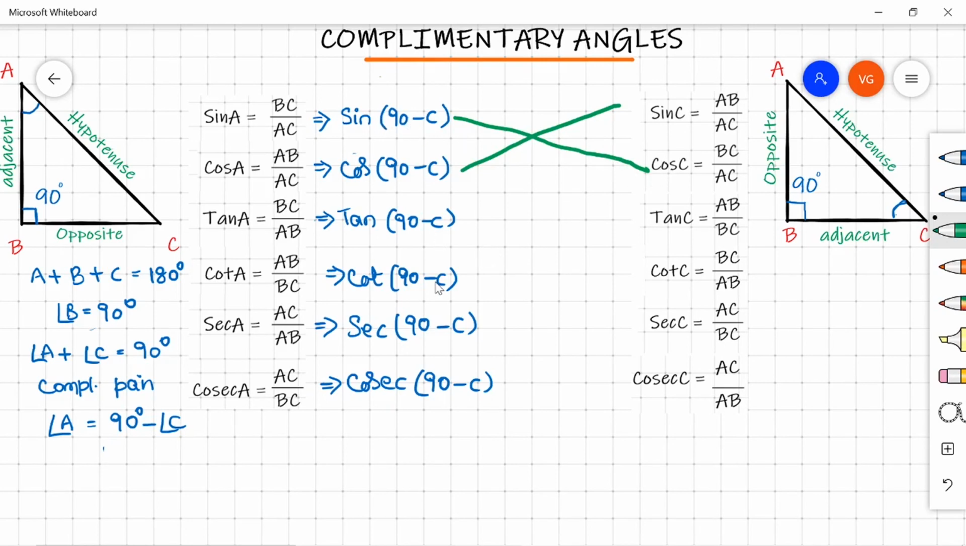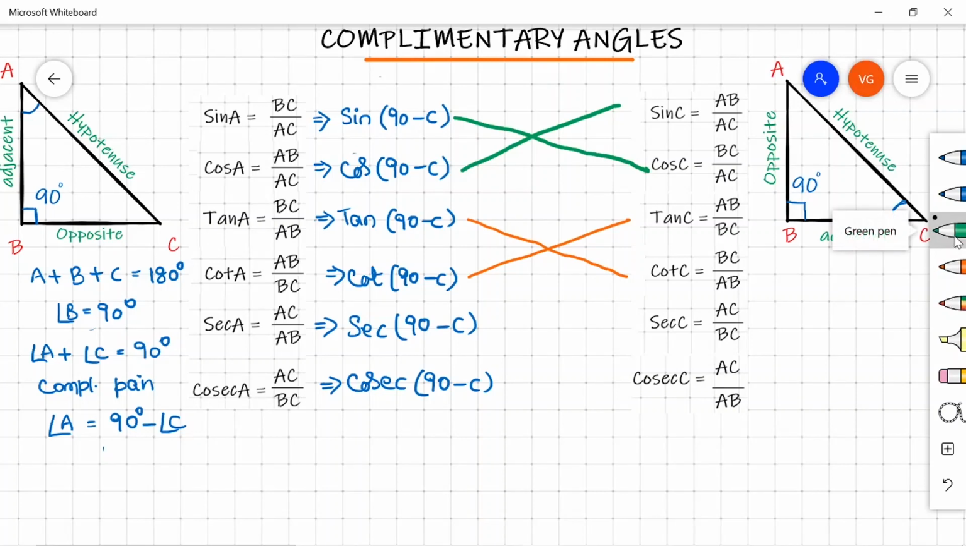Similarly, tan and cot. Check out tan 90 minus C, BC by AB. Cot C is BC by AB. Cot 90 minus C, AB by BC, which is nothing but tan C. So these two are making another complementary pair. So tan and cot are making another complementary pair here. Right? Similarly, secant and cosecant. Right? If you observe, secant and cosecant are also making another complementary pair.